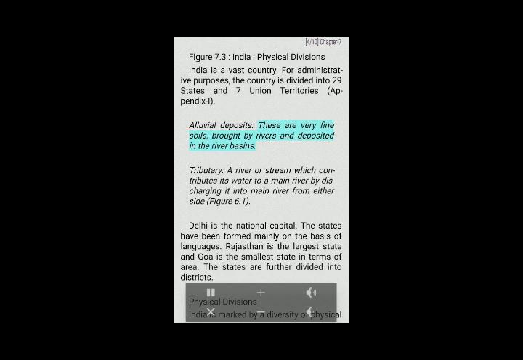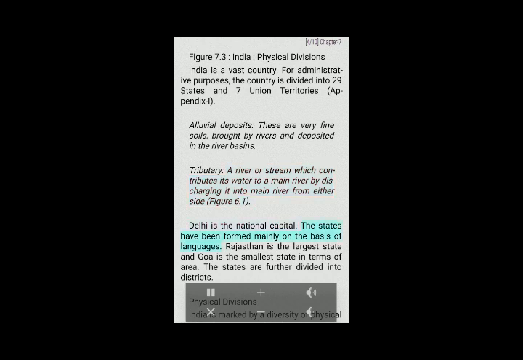Alluvial deposits. These are very fine soils brought by rivers and deposited in the river basins. Tributary. A river or stream which contributes its water to a main river by discharging it into main river from either side, figure 6.1.